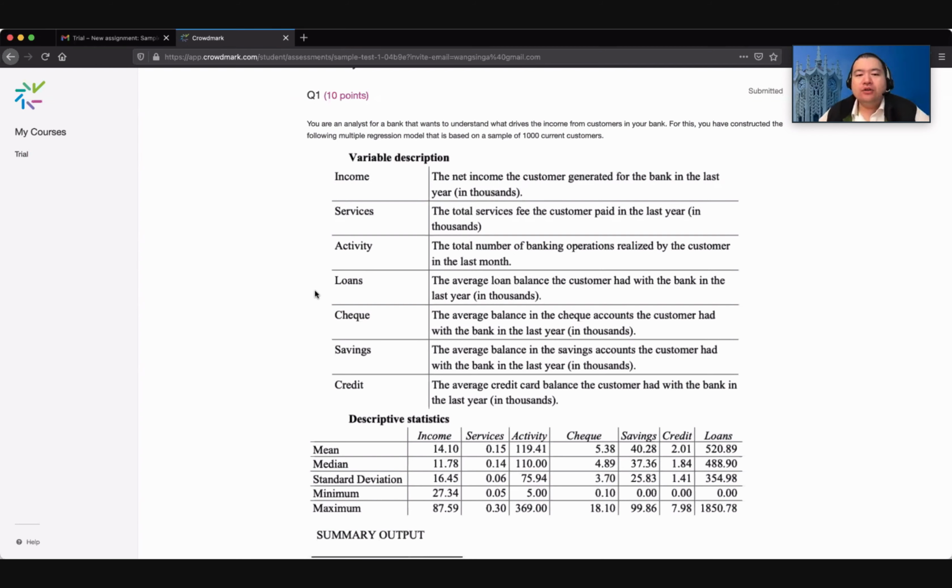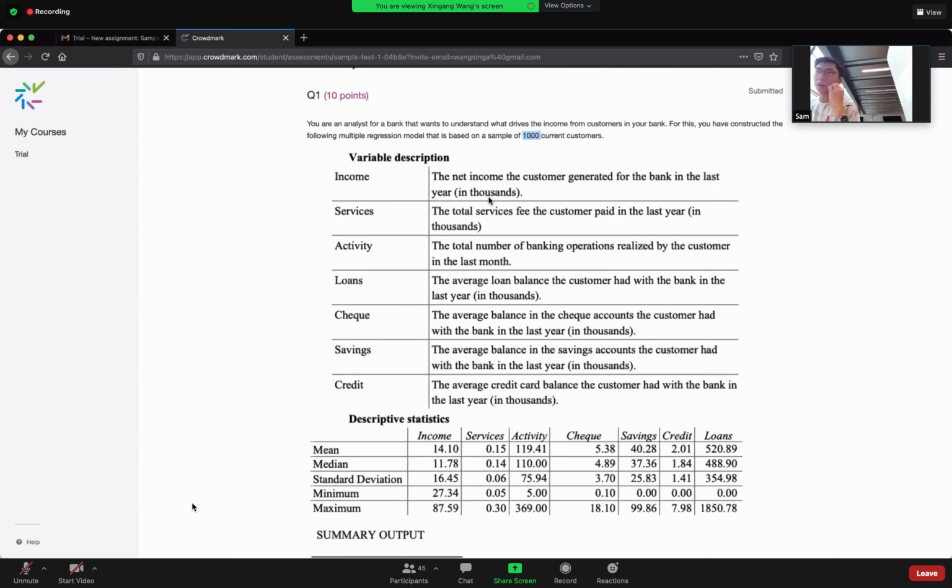Okay, so the first question: you are an analyst for a bank that wants to understand what drives the income from customers in your bank. For this, you have constructed the following multiple regression model that is based on a sample of 1,000. Here, this keyword 1,000, what does 1,000 mean? Can somebody tell me? Can Sam tell me? Should be the sample size.